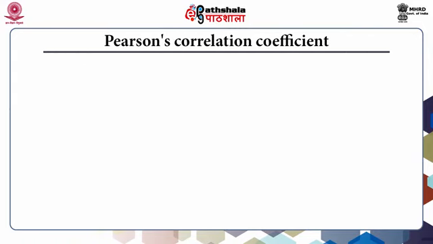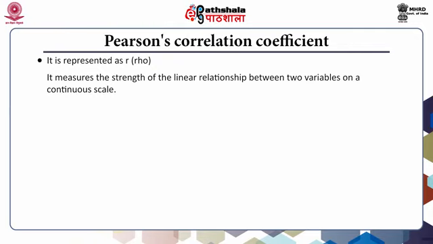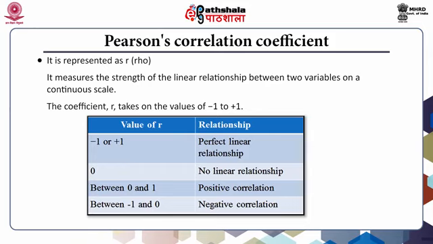Pearson's correlation coefficient. This is the most commonly used correlation coefficient, represented as ρ. It measures the strength of a linear relationship between two variables on a continuous scale. The coefficient R takes on values -1 to +1. When the value of R is -1 or +1, the relationship is perfectly linear. When the value of R is 0, relationship is non-linear. A positive correlation takes place when the value of R has the value between 0 and 1, and a negative correlation is there when the value of R lies between -1 and 0.